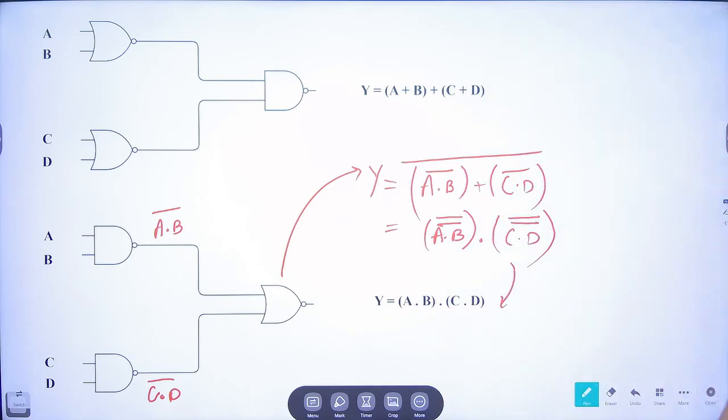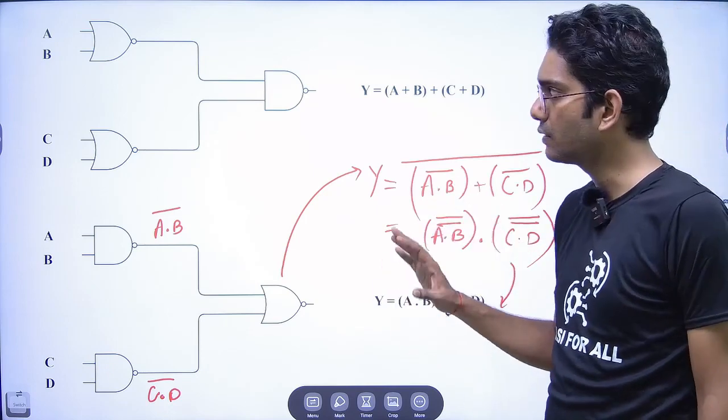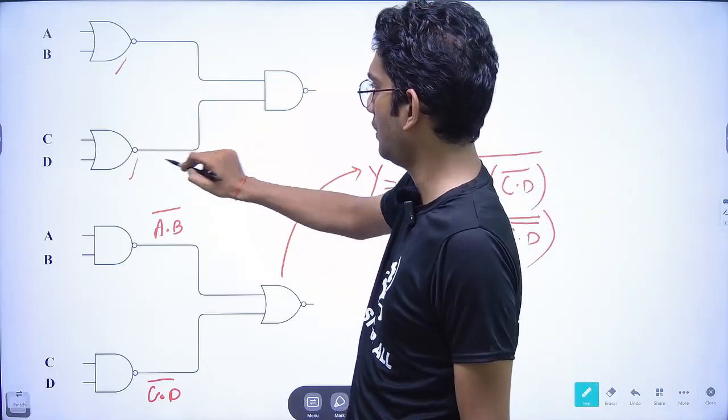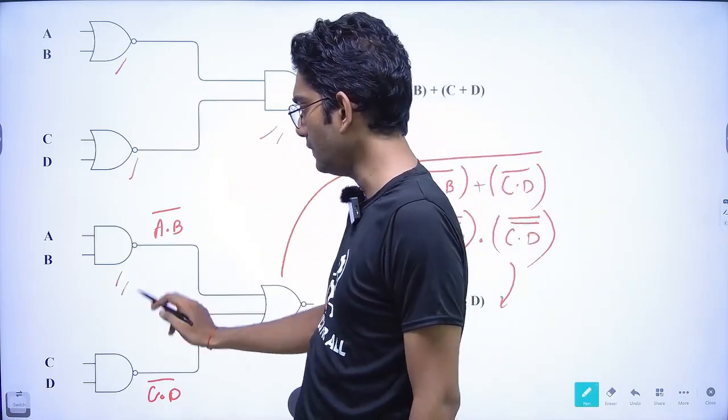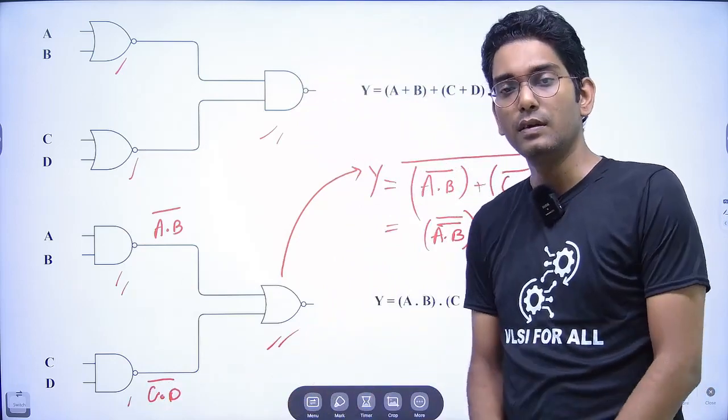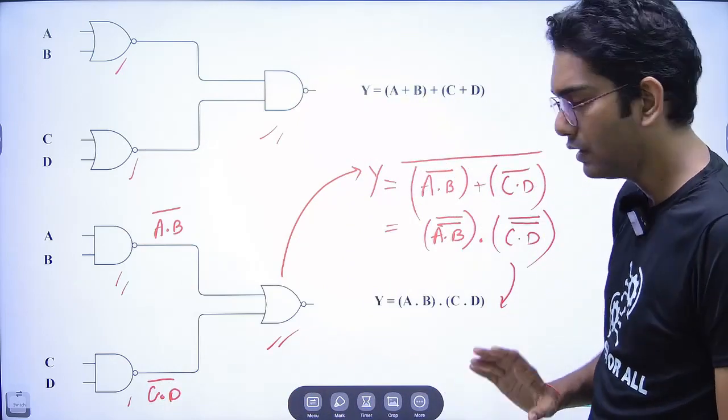Fine. So these were the two basic examples in which we considered the combination of NOR and NAND gates. So these were the examples based on the NAND and the NOR gate. Fine.